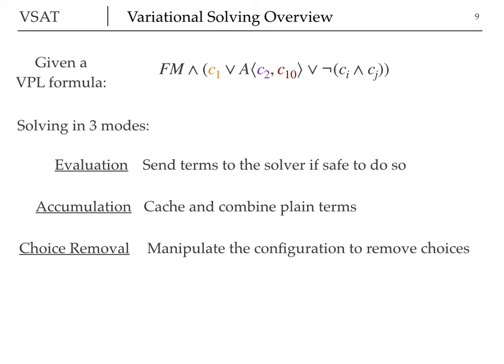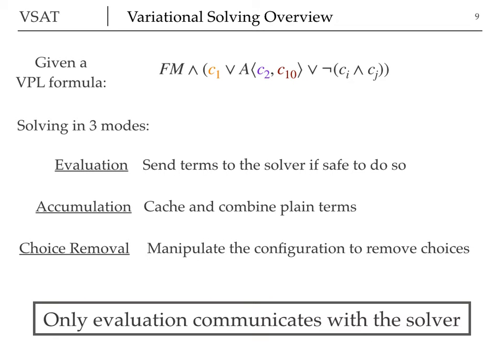And then we'll have a phase where we explicitly remove choices, thereby creating new plain terms that we can then process with evaluation and accumulation. Crucially, only evaluation communicates with the incremental solver. Accumulation and choice removal only exist at the variational solver level.